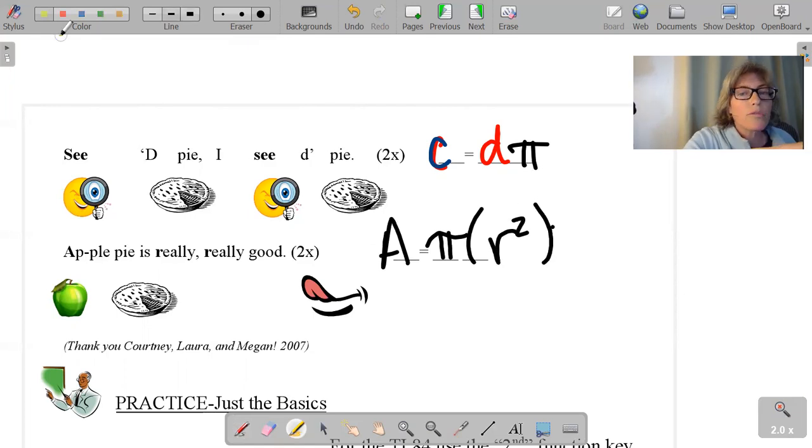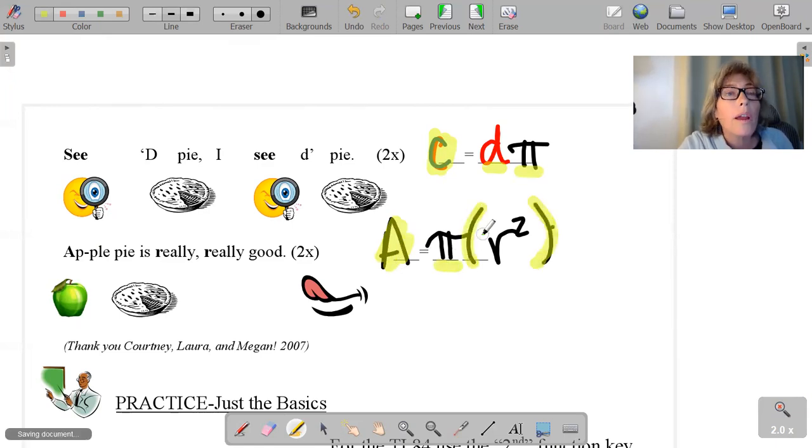So here's your equation for circumference. Circumference equals diameter pi, and area equals pi, parentheses are important there, r squared.